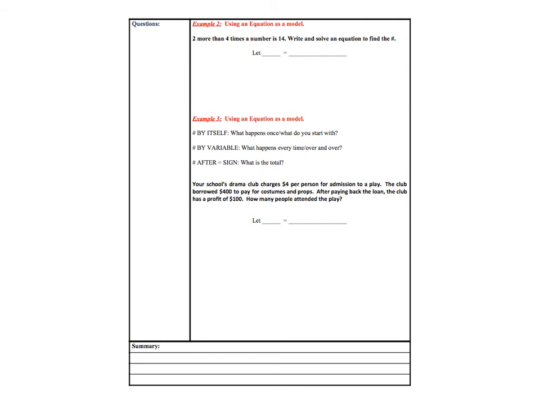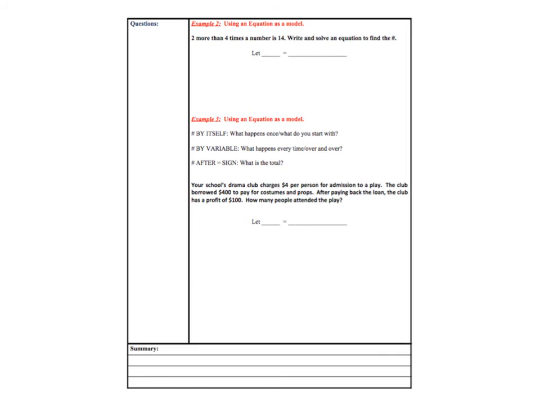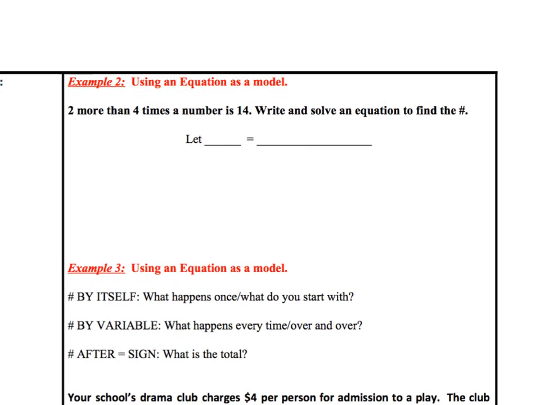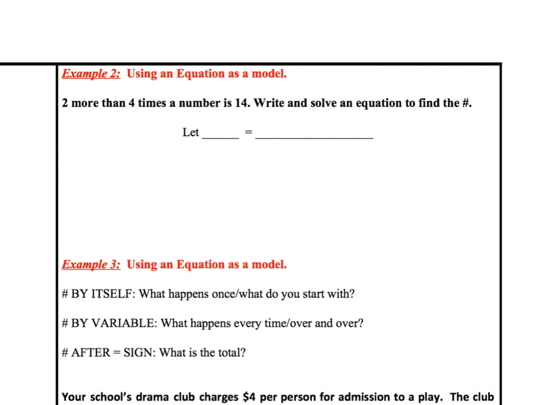Write equations. You go in order of operations. You don't try and undo as you're writing it, okay? So don't do anything crazy. We're just going to write the equation. Let's read through this, and let's figure out what operations, when I say operations, I mean add, subtract, multiply, divide. What operations are happening to this number? 2 more than 4 times a number is 14.